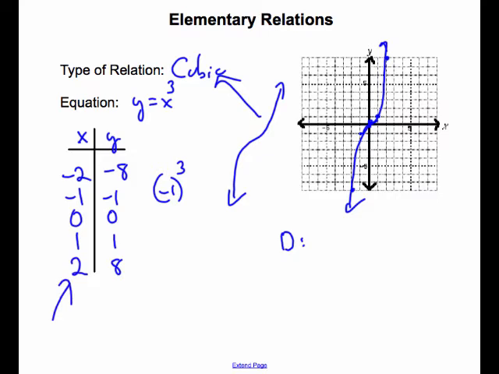I could potentially put any value of x in, so that's the domain, what I could put in. And what types of numbers come out? I can see I get positives, negatives, 0, so any number can come out.